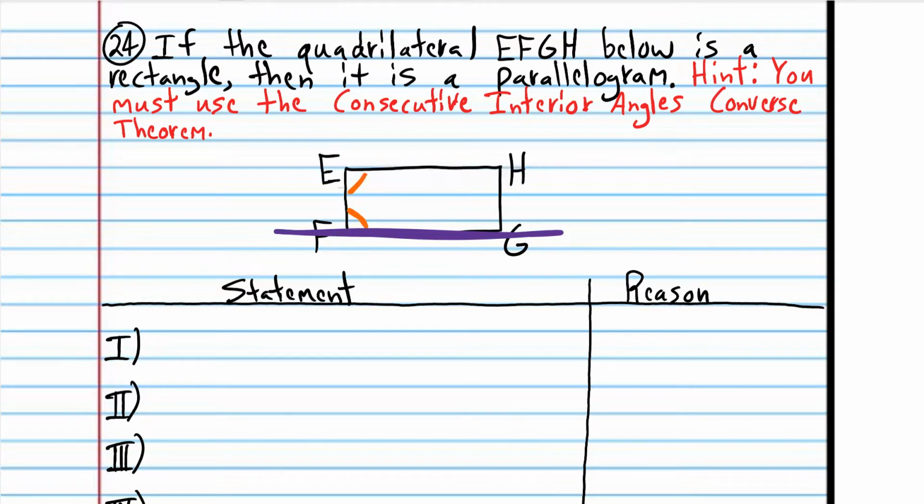Now we're going to do the same thing with 2 other angles. We can use these 2 down here, or we can choose the 2 up here. It doesn't really matter. We're going to do the exact same thing, and that's going to prove that these 2 sides, which are cut by this transversal, those 2 sides are parallel because, again, the orange angle measures add up to 180, which means they're supplementary. If they're supplementary, then the green lines must be parallel.